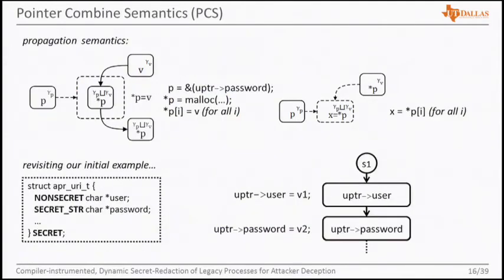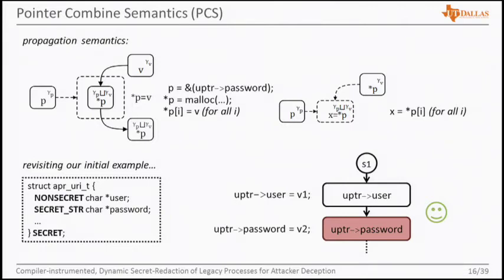So let's go back to our example where we had this data structure in which the developer annotated the field password with this secret string annotation. So now the compiler will take care of introducing the taint to this pointer password field. And then when we execute the program and the data flows into it, when v2 assigns to the pointer password, because we are using this combined semantics, the pointer password imparts its label or its taint over the value v2 that is stored in it. So apparently this seems to work.